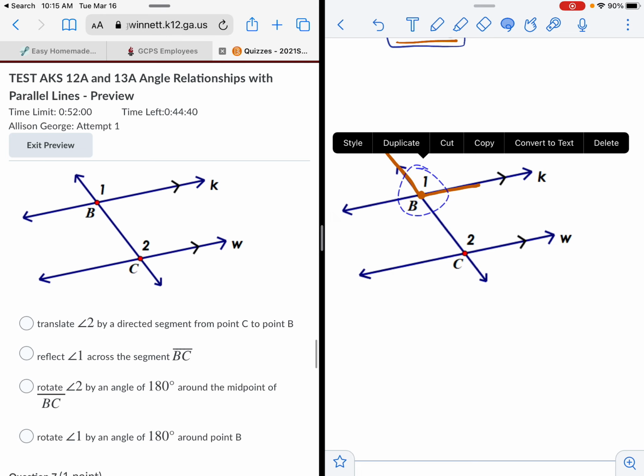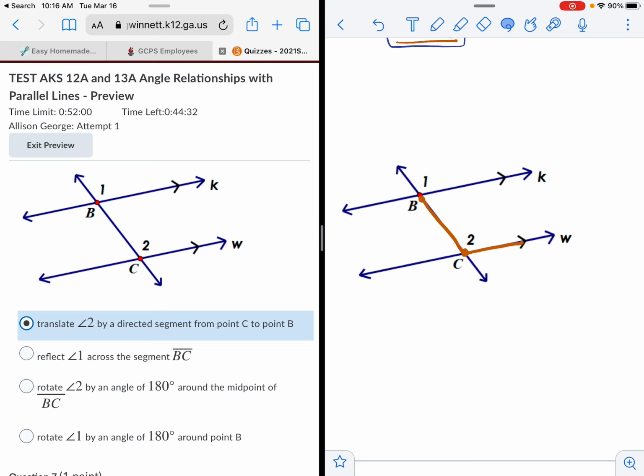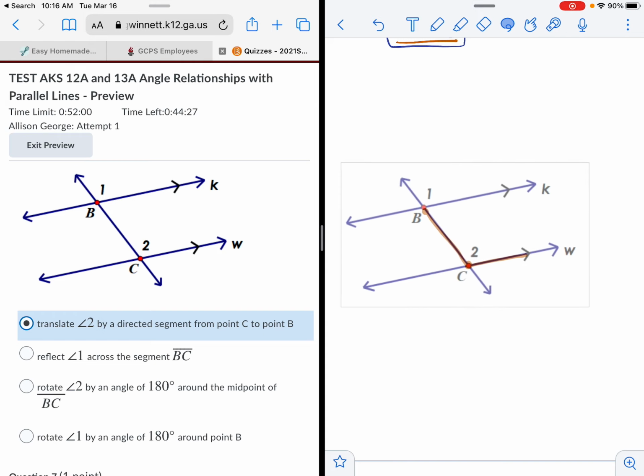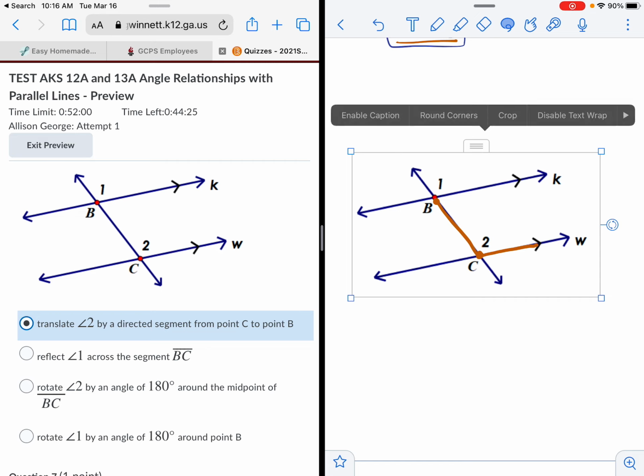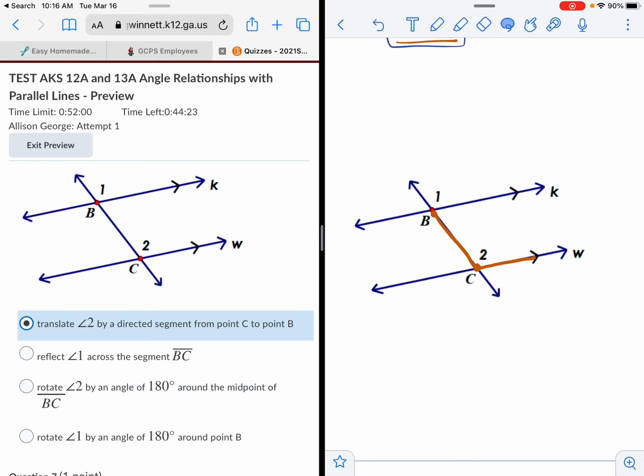And so for this one, it is simply a translation from point C to point B, right? Because it's this point right here that I'm moving. That's where I'm putting my pencil, is at this point in the middle that I've circled. Oh, it won't let me do it anymore. But anyway, we saw it.